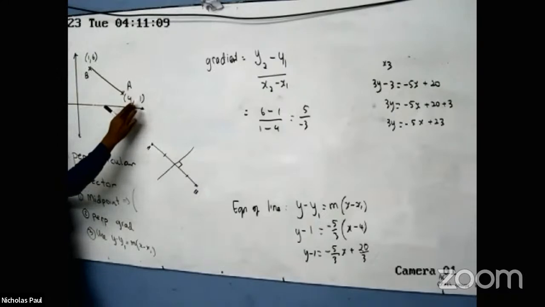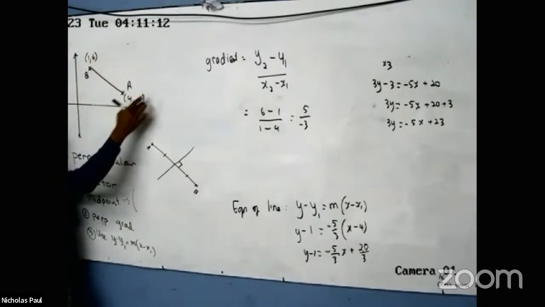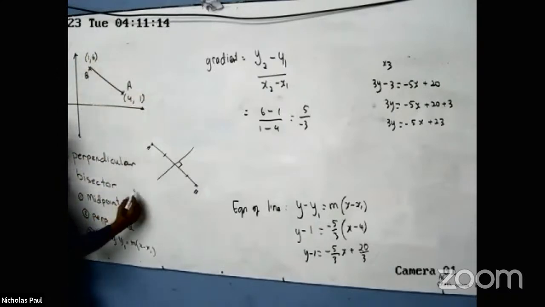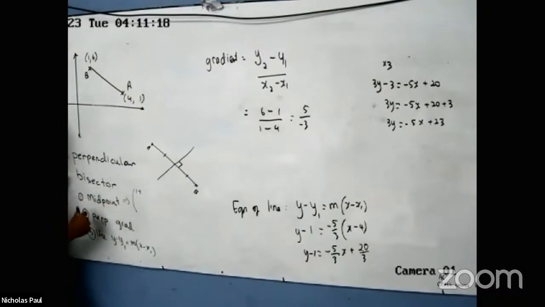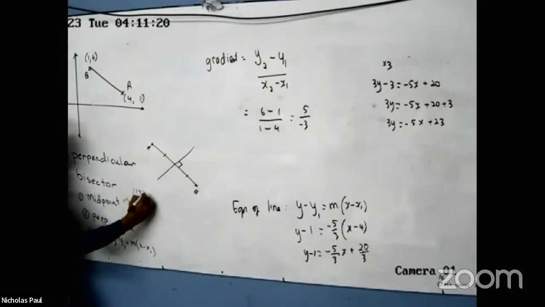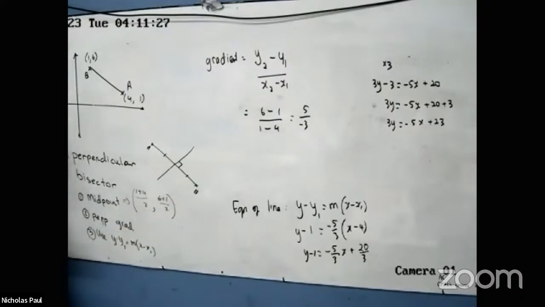What do we do? Add the two x values, divide by 2, add the two y values, divide by 2. Very good. So that's one. Start on that, right? 1 plus 4 over 2 and 6 plus 1 over 2. But is that enough? Yes, you just start on it.